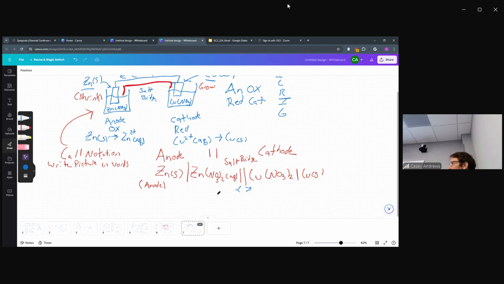So for any battery, any galvanic cell, that is how I can write down that picture. Anode slash your liquid, double slash your liquid slash your cathode. All right. Any questions about doing cell notation for a galvanic cell?